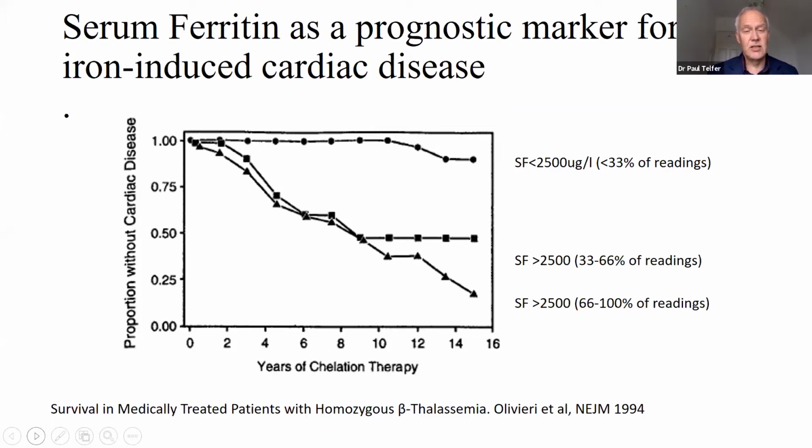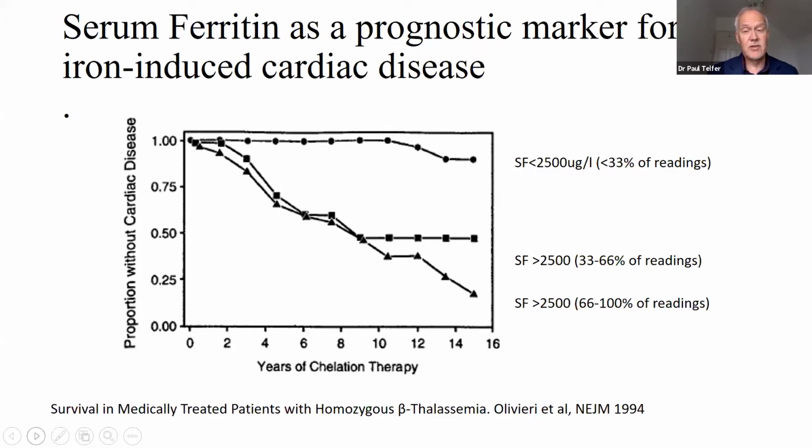And this is one study that's often quoted by Olivieri, based on a cohort studied over 15 years or so in America. And essentially this shows that if you maintain the serum ferritin below 2,500, then it's protective against cardiac disease and cardiac death. You remember the heart is the main feared organ in terms of iron toxicity and death in thalassaemia.